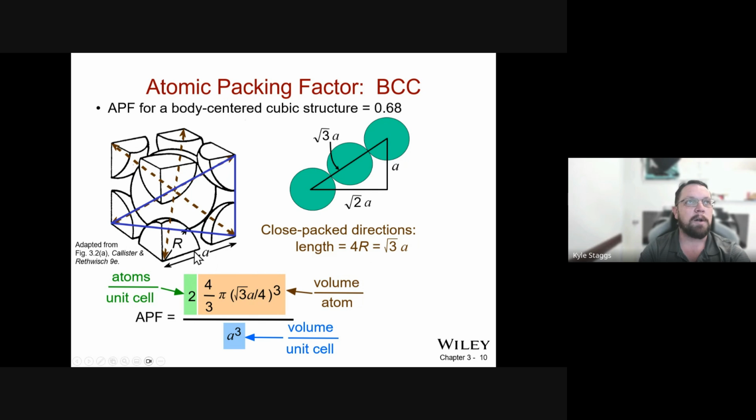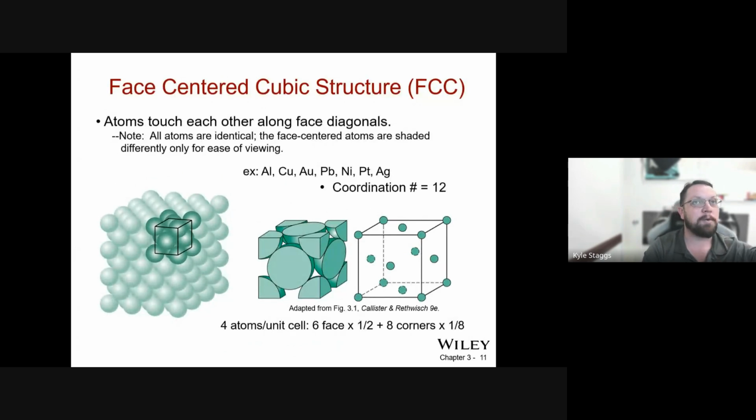The length overall is the equivalent of 4 radii, because there are 2 complete atoms in this unit. So when we do the calculation for the volume, this is the volume of the atom, 4/3 pi r cubed, the volume of a sphere, fairly straightforward. 2 of those divided by A cubed gives us the atomic packing factor for body-centered cubic of 0.68, and this is how we derive that. That would be a good example of something to put on a test, I would think.